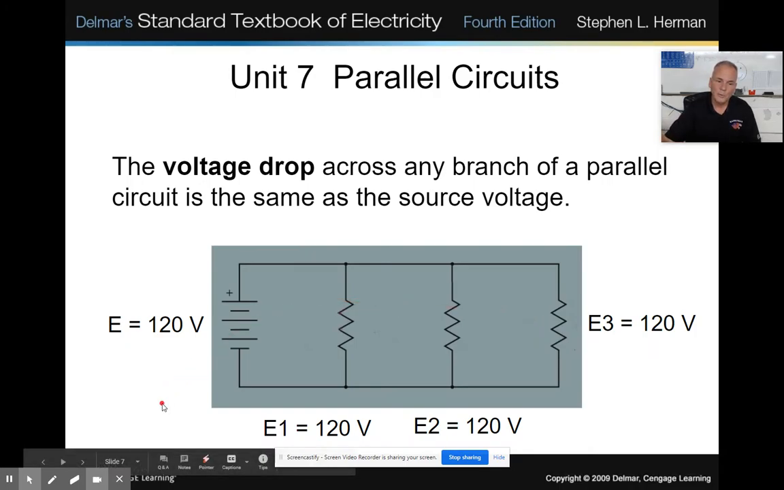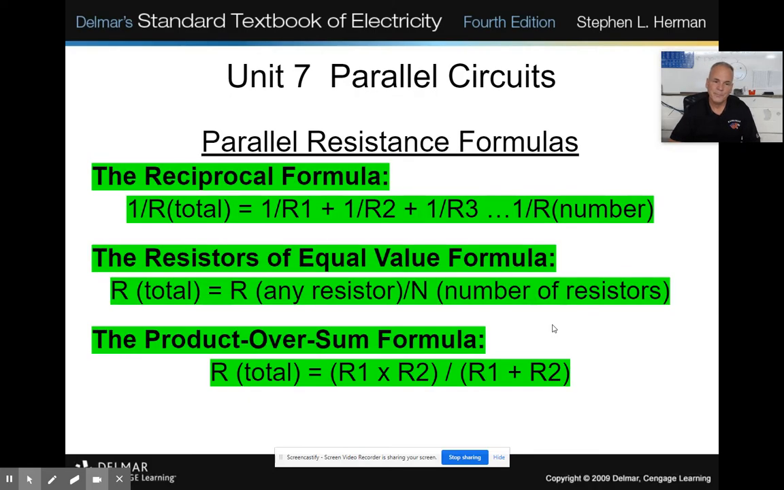Here you have a 120 volt circuit. That means that there's 120 volts on that resistor, 120 on that one, and 120 on that one. When stuff stays the same, it doesn't change. It's easy math, right? There's that parallel thing we're talking about.